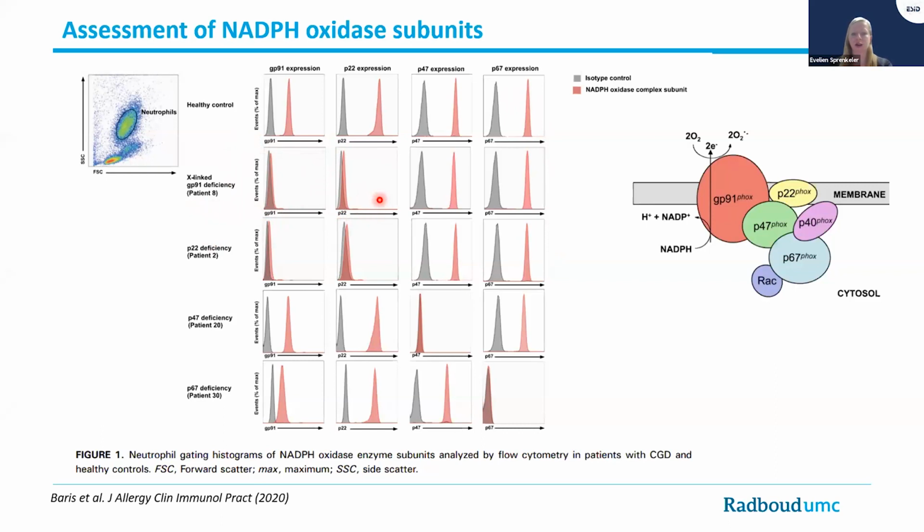And it has been described that the membrane-bound subunits need each other for expression. So if one of them is not there, the other one will also not be expressed. And indeed, the other way around, the P22 deficiency also doesn't have the GP91 expression.